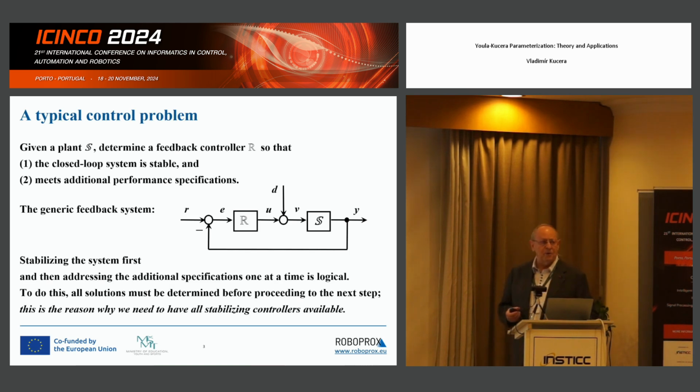Here is a typical control problem. Given a plant, S, determine feedback controller, R, so that the closed-loop system is stable and meets additional performance specifications. Here is the generic feedback system with inputs R and D and outputs U and Y.